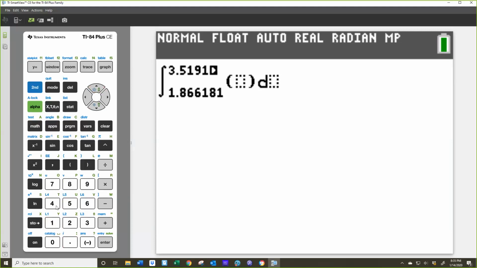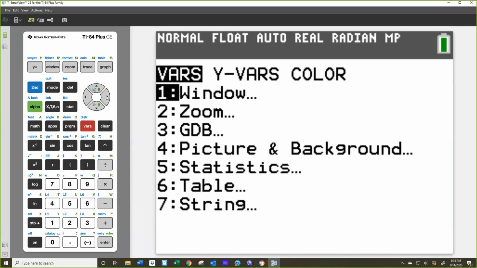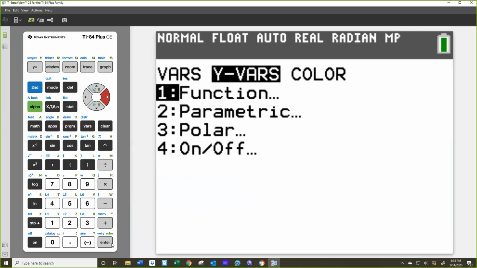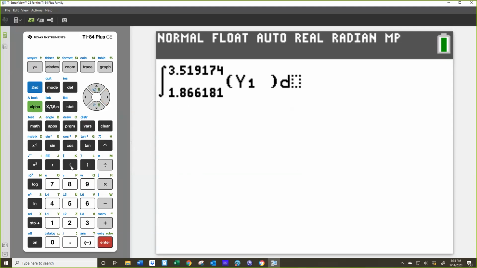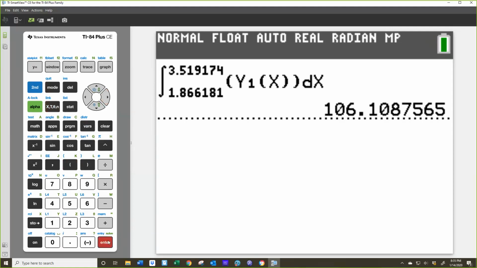And then what I am integrating, and again, we don't need the absolute value because as we have already stated several times, this velocity was positive. And so I'm going to go to my variables key, and I'm going to go to my y variables, and it was a function, and it was y1, and I like to put of x, and then I need to go and have my dx, and hit enter, and we have our approximation. And so that's pretty much what you would do with part C.